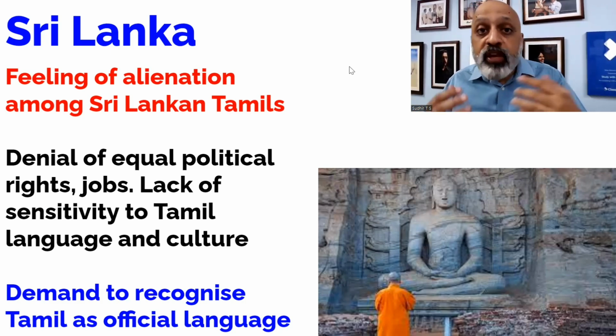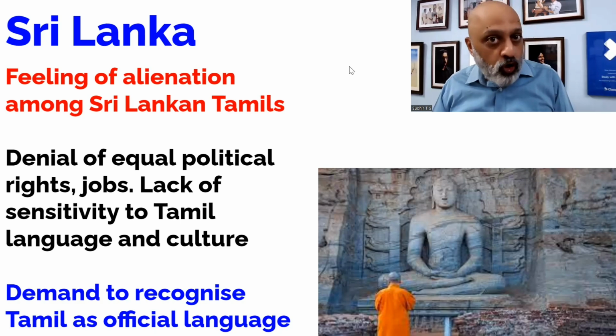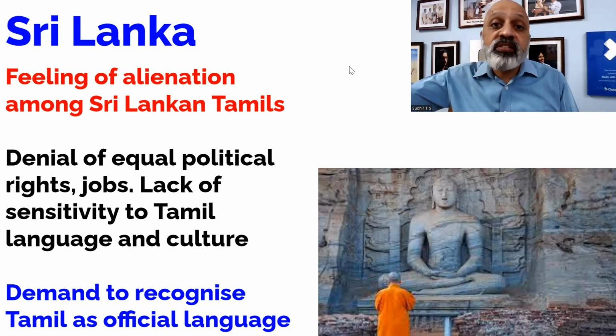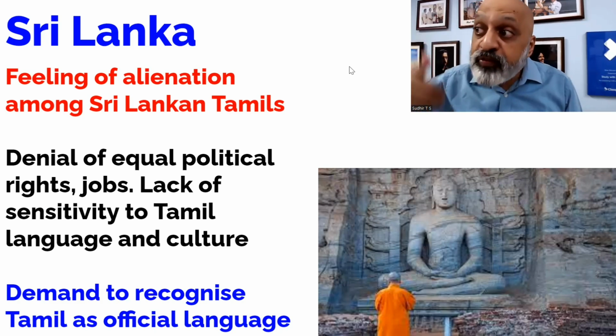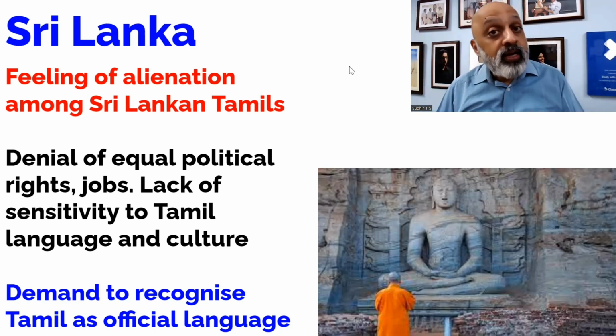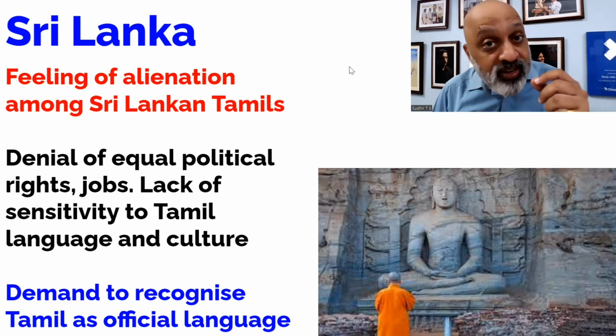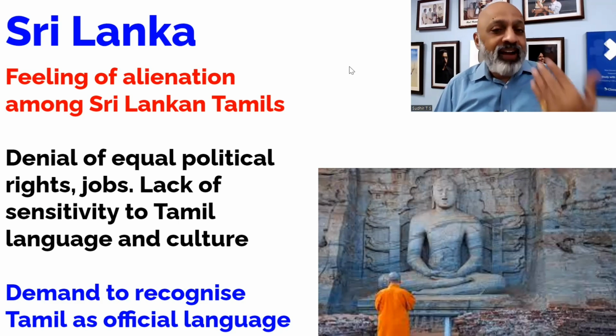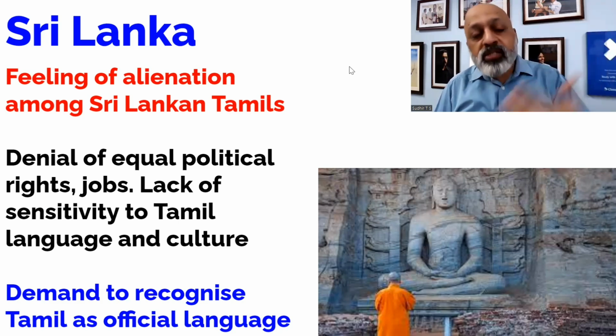There was denial of equal political rights and jobs. If I am a Tamil and there's a Sinhala applicant also, even if I am more qualified than him, he will get the job, right? So those were the kind of problems. There was lack of sensitivity to Tamil language and Tamil culture, and language and culture are things which are passed on from generations.